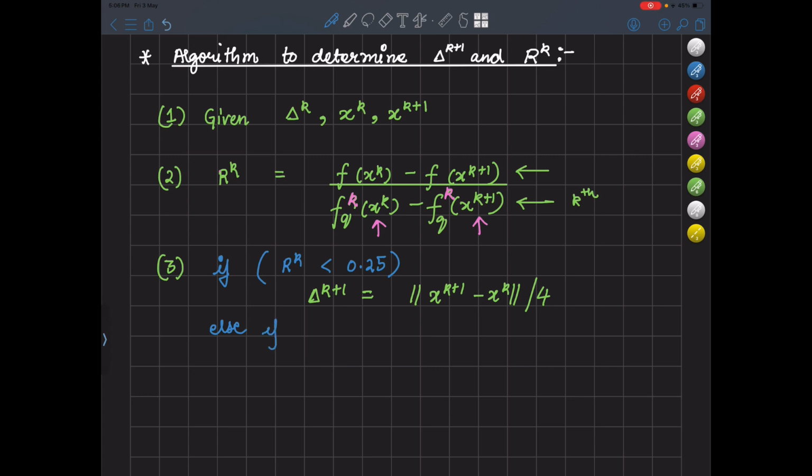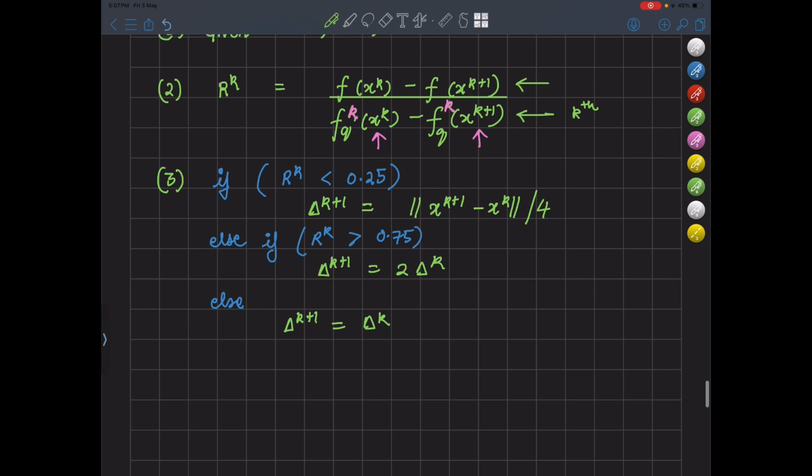Else if rk is greater than 0.75, then what we do, we increase the region of trust. So delta k plus 1 becomes 2 times delta k, and if it is in the middle, then we are at a nominally good position, so we do not change the region of trust, so it remains the same. So delta k plus 1 equal to delta k, right? And we end the if condition here.